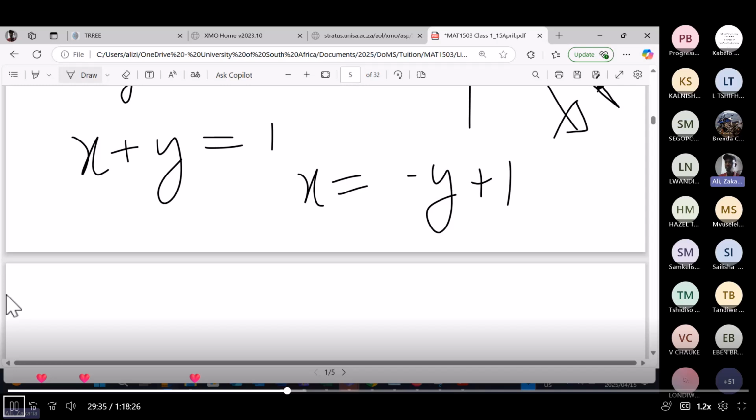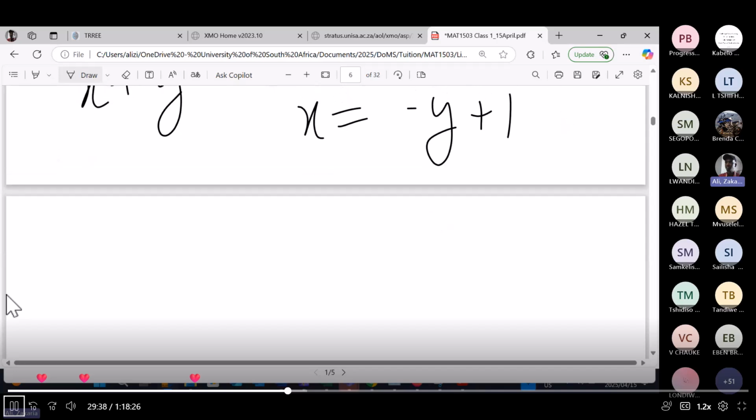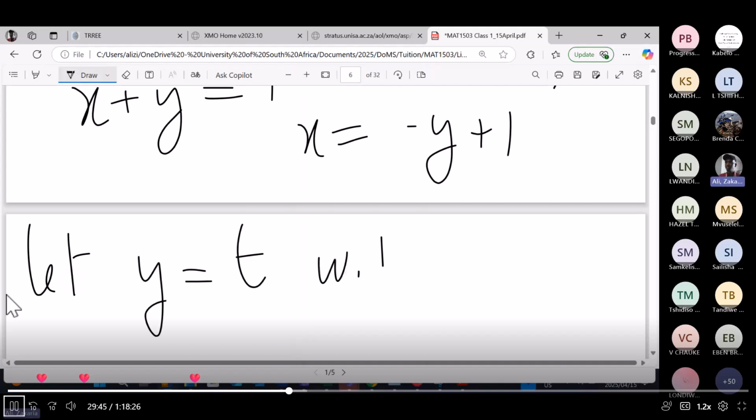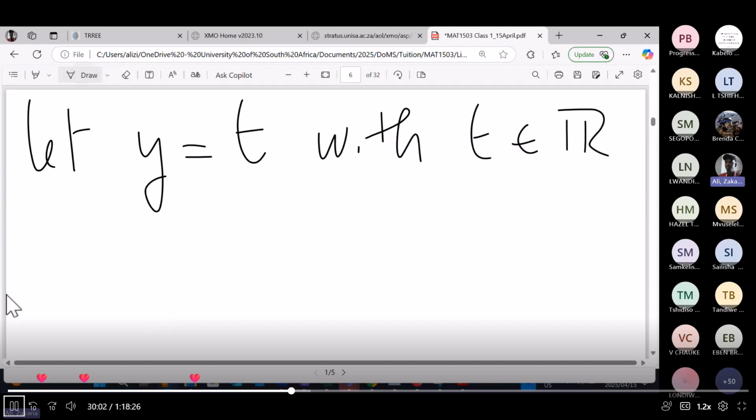So mathematically, the question is how we represent this. We say, okay, we parameterize it. We say, let y equal to t with t any real number. So it means that I can even take a half, I can take a quarter, I can take pi, or I can take the exponential of 2 or 3, and so on and so forth. So we say let y equal to t with t any real number. Then it implies that x will be equal to minus t plus 1.